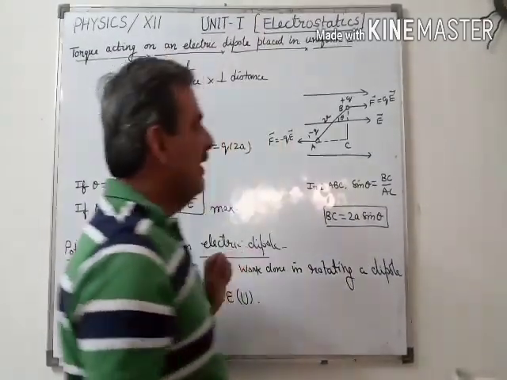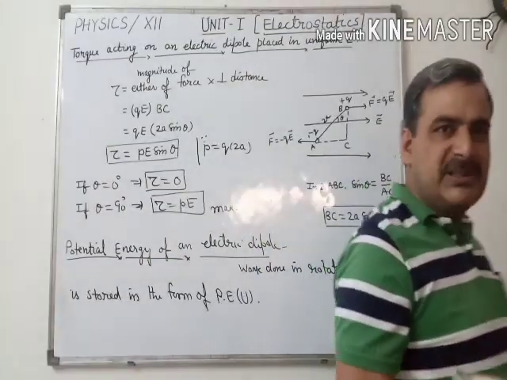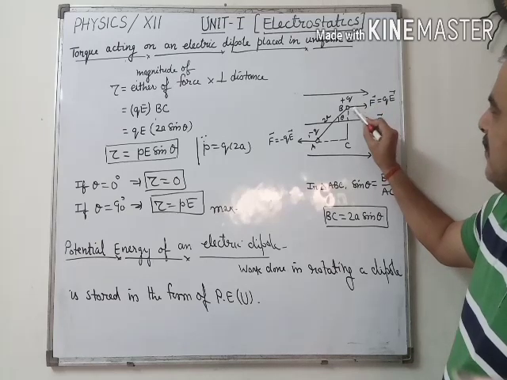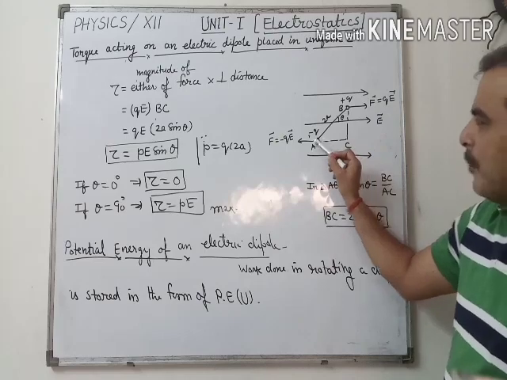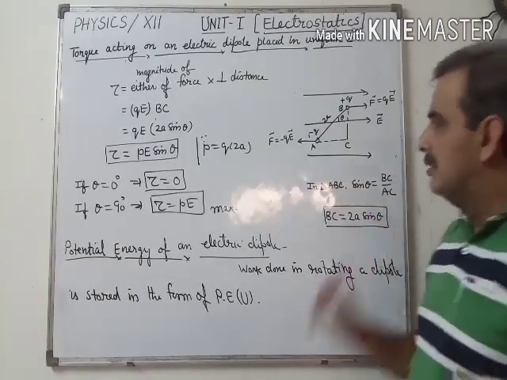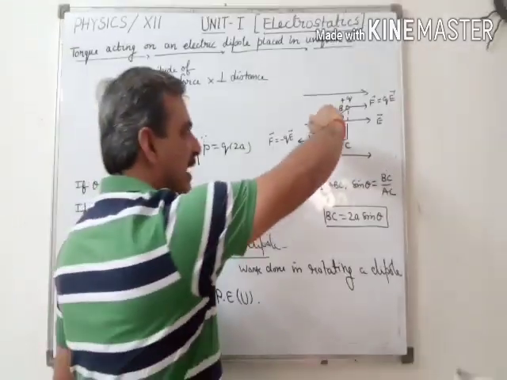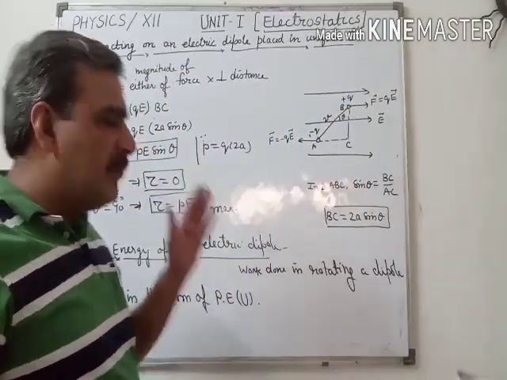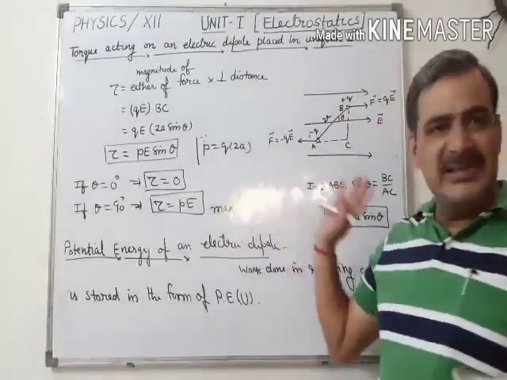you will find that this dipole will experience a force when placed in this field, because this charge experiences a force in the direction of the field, which is F equals qE, and this one opposite to the direction of the field, which is F equals minus qE. This field will try to rotate this dipole in the clockwise direction. Here we have to obtain the expression for the torque which acts on this dipole.